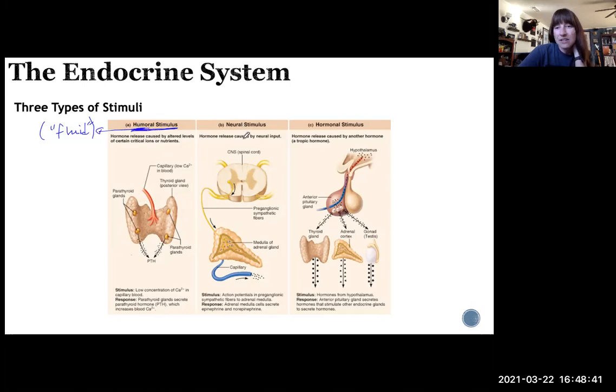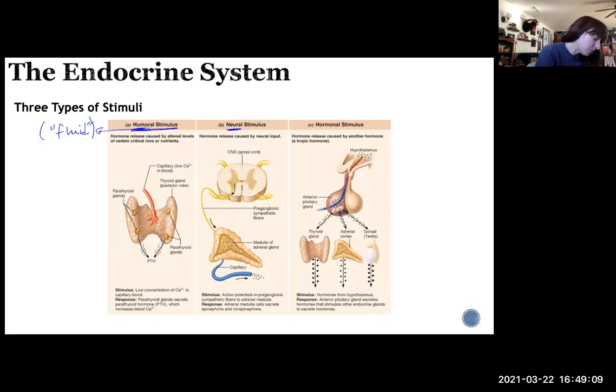A neural stimulus is a stimulus from the nervous system. So it's literally going to be the autonomic nervous system, right? Because this is something that's involuntarily controlled. It's not your skeletal muscle. This is a gland. So your central nervous system is going to send a signal down a nerve, and the effector is the endocrine gland, right? So that is a neural stimulus, comes from the nervous system.